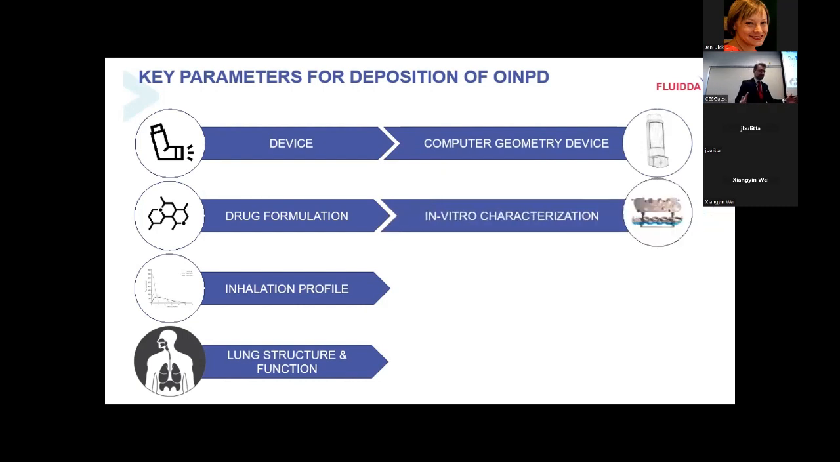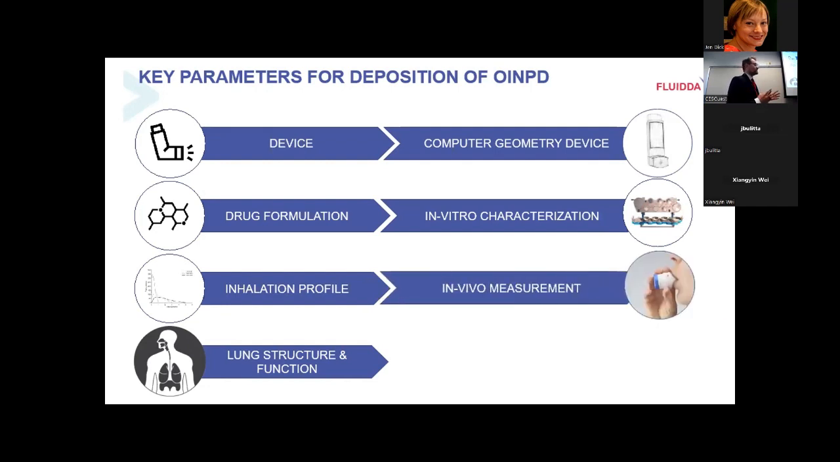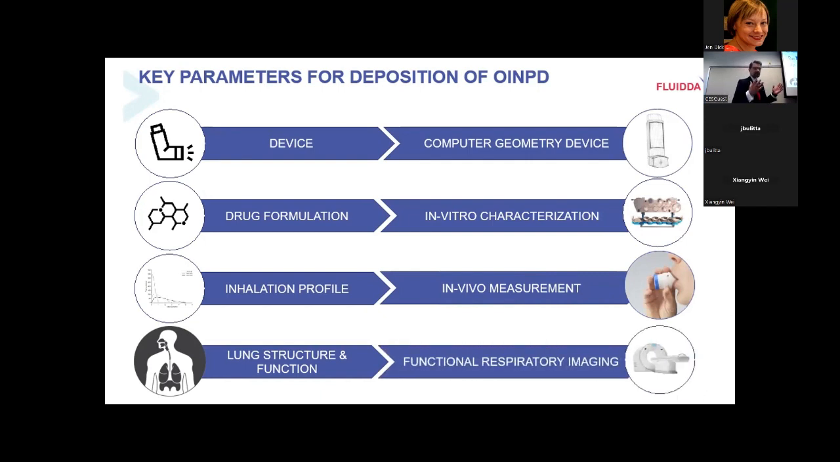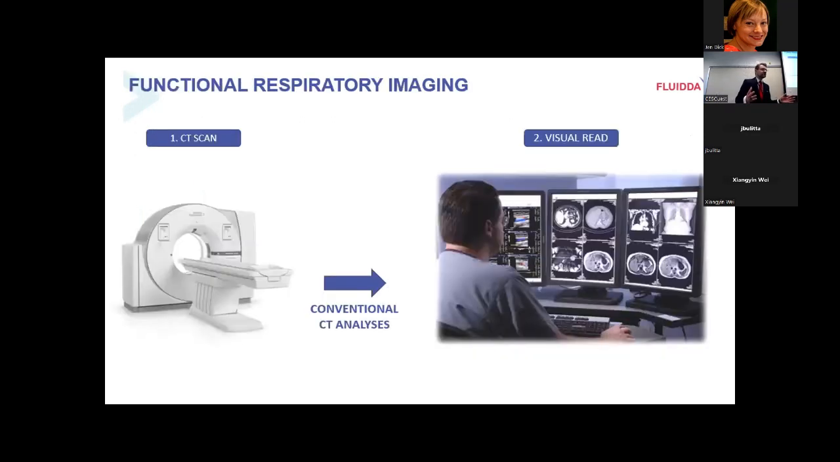As we've discussed at length, there's a whole range of in vitro characterizations that can be done to really understand the properties of the formulation. For inhalation profiles, we increasingly measure how patients are actually using the devices, whether it's a DPI or MDI. So that's also something which can be digitized and then used in the in silico approaches. And then to understand lung structure and function, we use what we call functional respiratory imaging. So we've been developing functional respiratory imaging, or FRI, for the last 17 years or so.